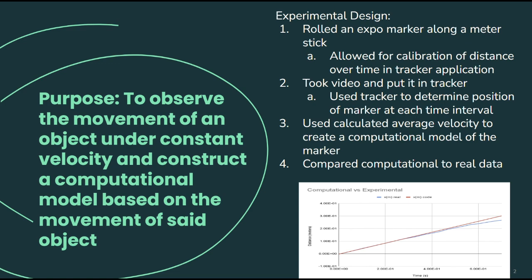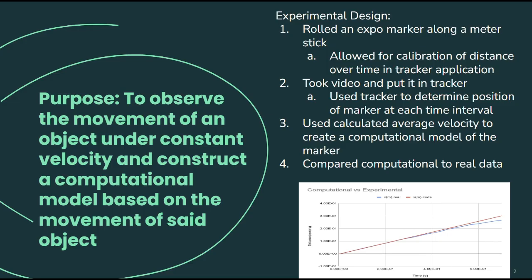I took the video and put it in Tracker and used Tracker to determine the position of the marker at each time interval. Between each frame, I could determine the time that passes and the distance that it travels in each frame, which I could use to create an average velocity for the overall function. I used the calculated average velocity to create a computational model of the marker in Python. I created a model in Python to mimic the distance the marker traveled in real life, and I compared it to the real data.